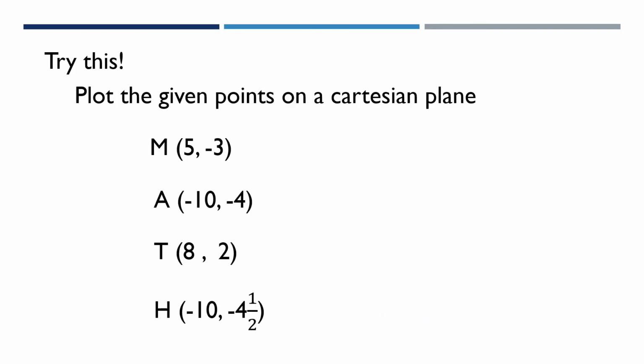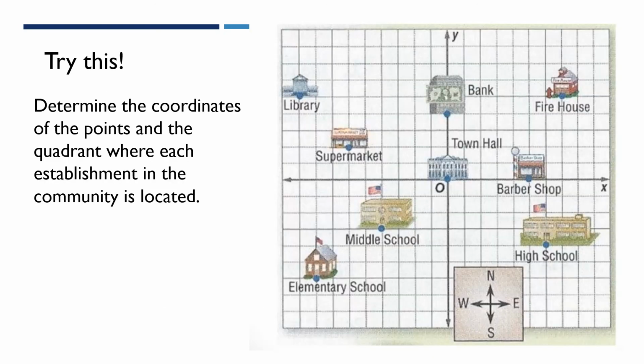And there you have it, guys. Hope you learned a lot from our discussion. Now, it's your turn. Kopyahin ang mga given o kaya take a shot or a screenshot, then gawin ang activity sa graphing paper. This is part 2, so determine the coordinates of a point and the quadrant where each establishment in the community is located.